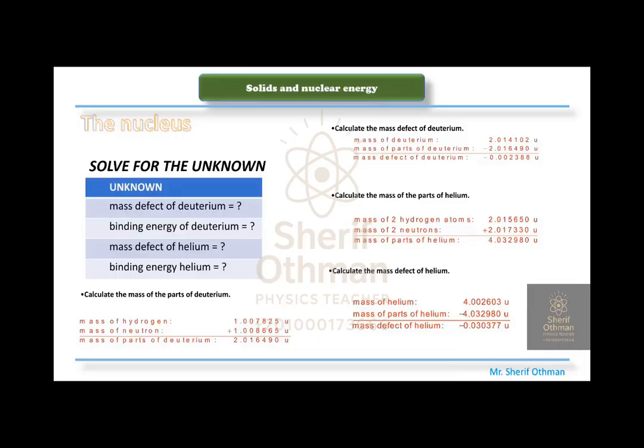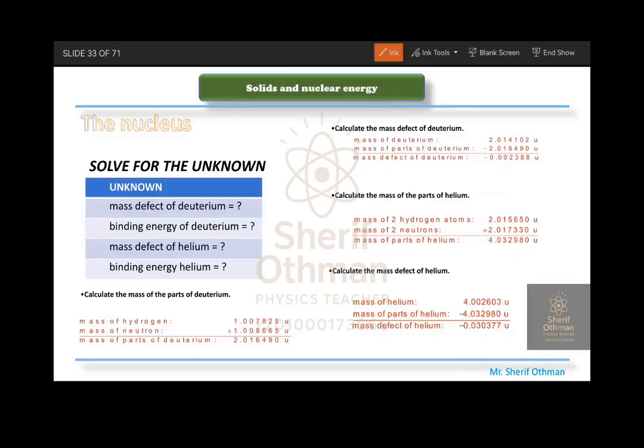First of all, let's find the mass of deuterium. I'm going to add the mass of proton plus the mass of neutron together. So now I have the mass of parts of deuterium. Let's calculate the defect. I'm going to subtract the actual mass from the calculated mass. So I'm going to find the mass defect is negative 0.002388 unit.